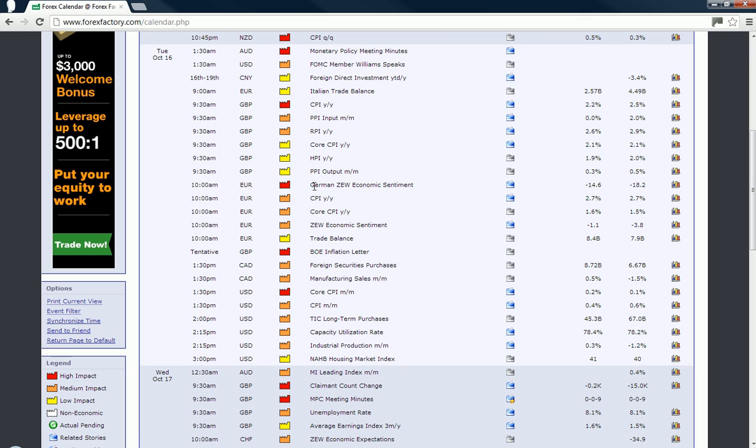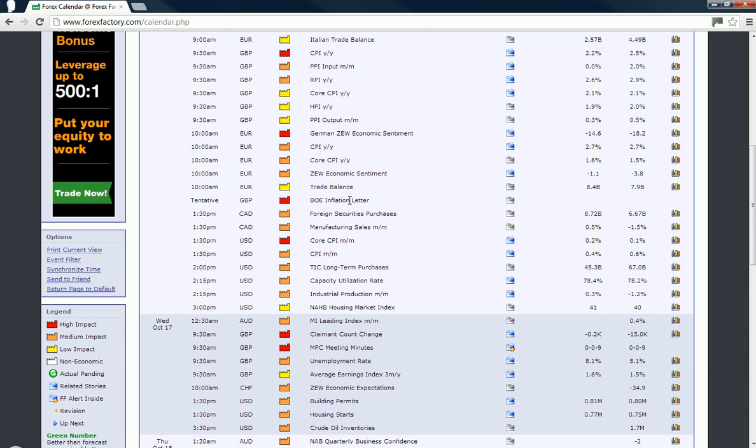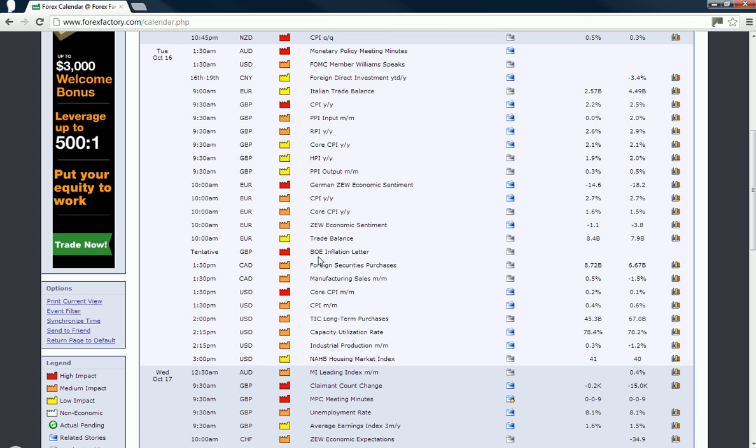In terms of high impact news, tomorrow we have German ZEW economic sentiment forecast for minus 14.6 from the previous minus 18.2, so expecting some bearish numbers there, although slightly bullish from the previous week, but still very, very bearish for the economic sentiment. And out of the UK we have the BOE inflation letter, see what Mervyn King has to say about inflation there. And at 1:30 we have US CPI, key data that. It does say mid-impact there, but I personally think it should be high impact. Of course this is going to affect the dollar.